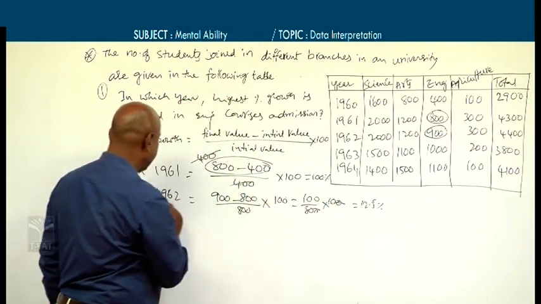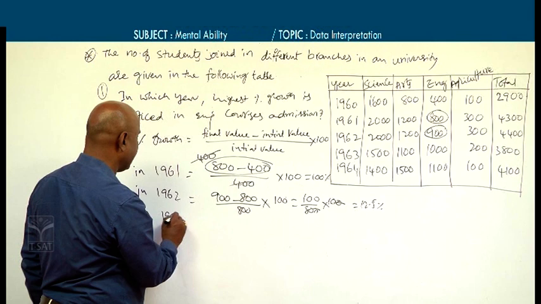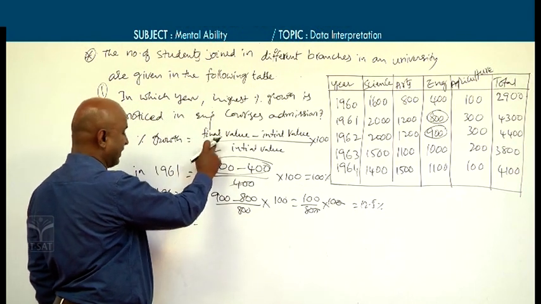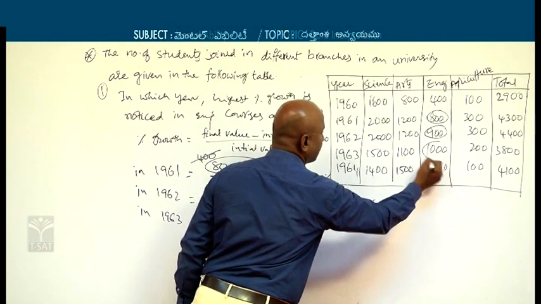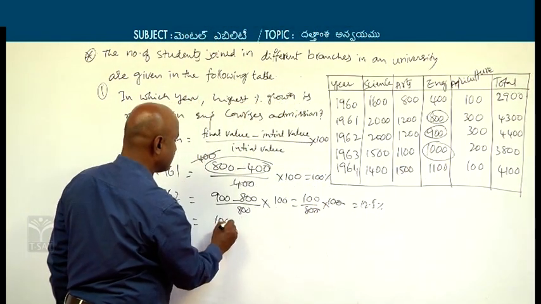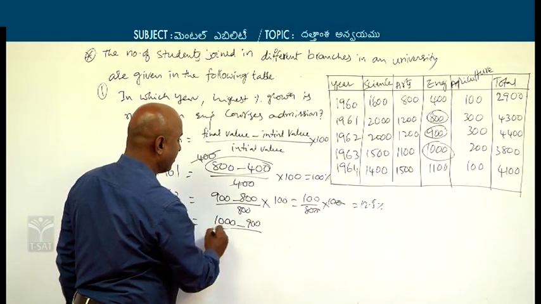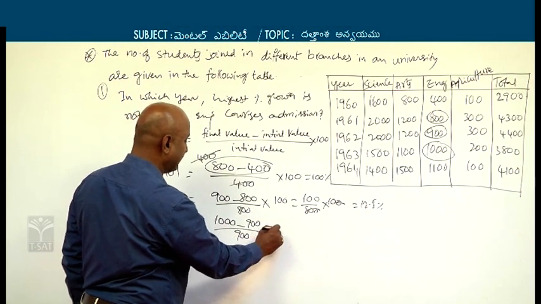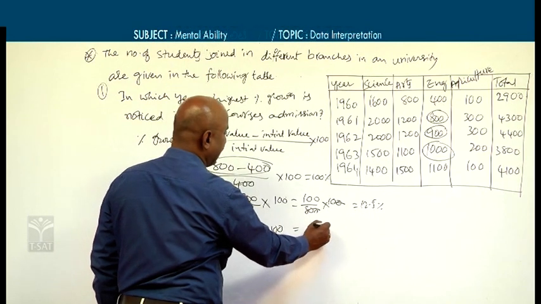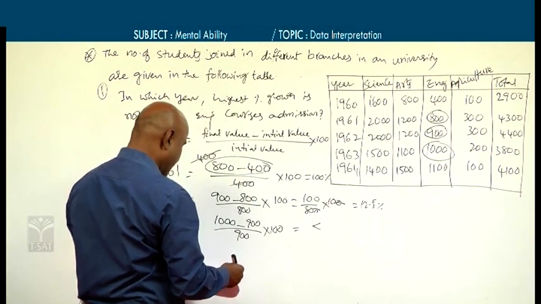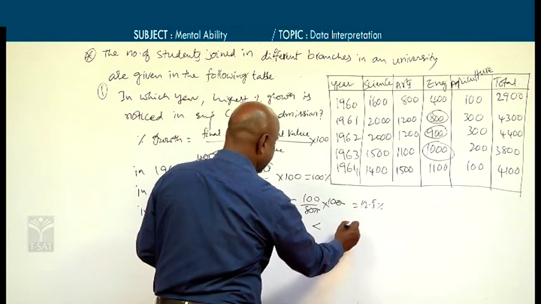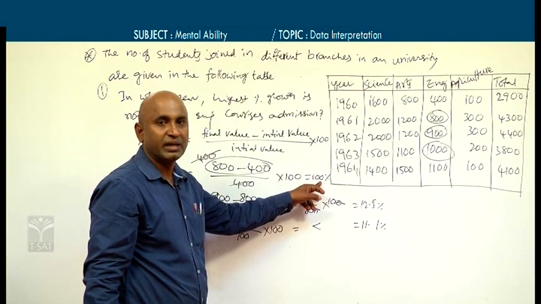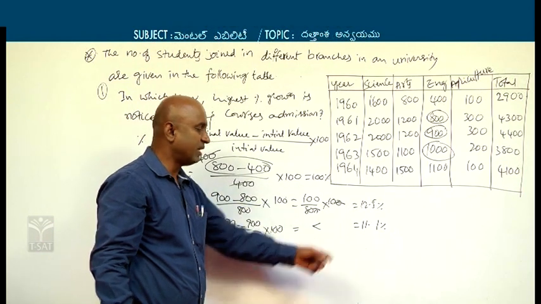Similarly, in 1963, the percent growth in the engineering courses admission is final value 1000 minus 900, by initial value 900, into 100. It will be around 11.1%. No need to calculate. Why? Because it is 100%. We cannot compare that 100% with 11%.